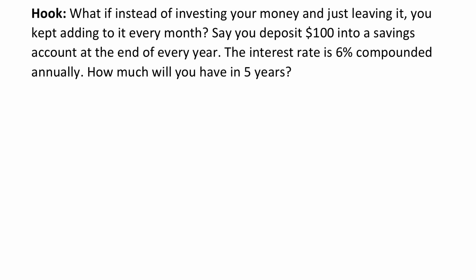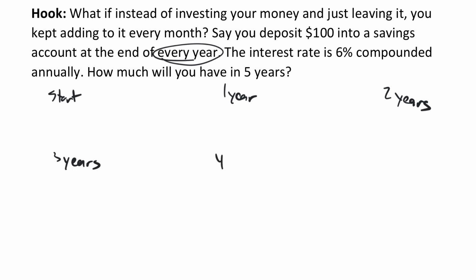So because our $100 is invested at the end of each year, we can sort of write it down like this. So this is the start, and then this is going to be after 1 year, then after, I guess, 2 years, and then 3 years, and then 4 years, and then 5 years. So we're going to go through the whole process here. So at the start, we have nothing, nothing, nothing, nothing, and then at the end of 1 year, we add $100. So now we got $100 in here.